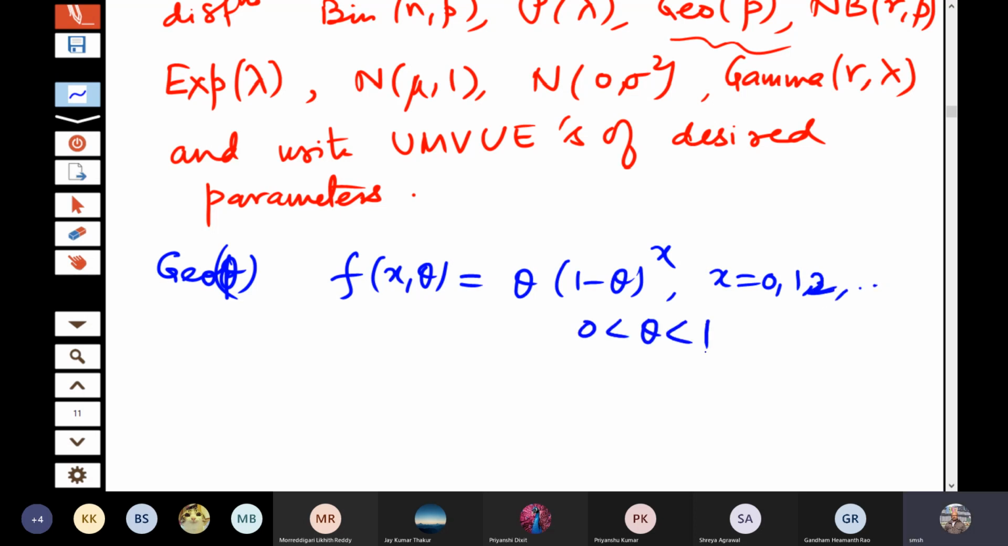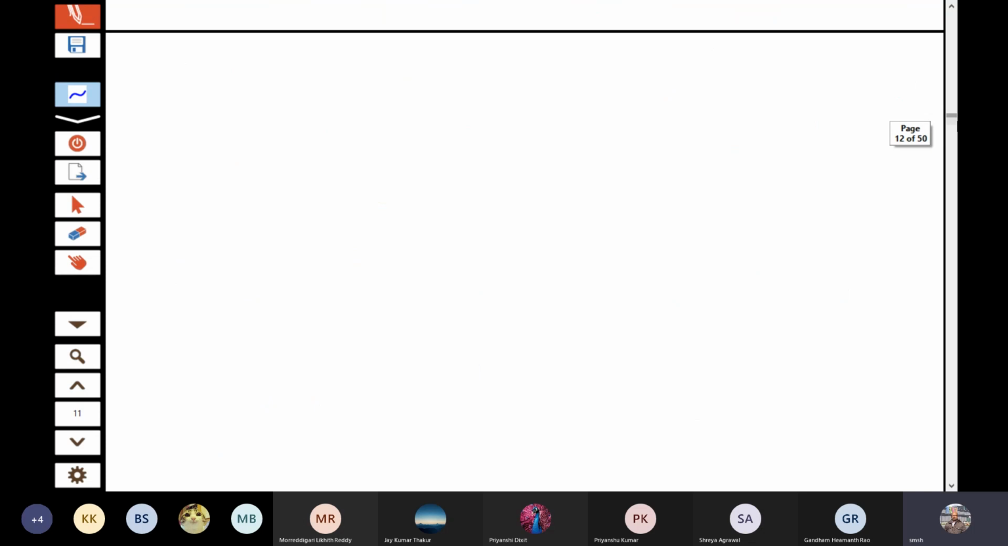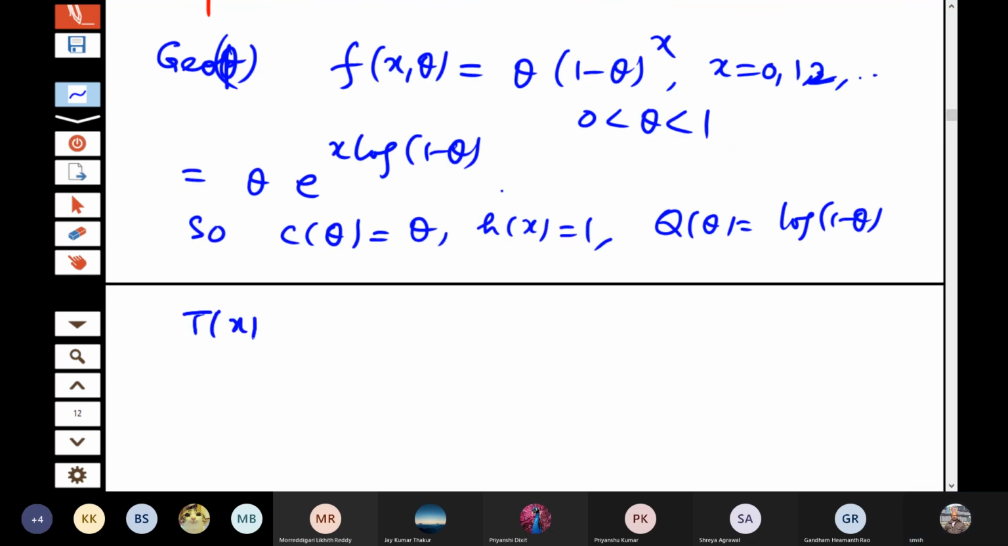So here, of course, theta lies between 0 and 1. And we are able to write it in the form of exponential family. How? Just like this. Theta into e to the power x log 1 minus theta. So what is your c theta? C theta is theta, hx is 1, and q theta is log of 1 minus theta, and tx is x. Okay, tx is x.